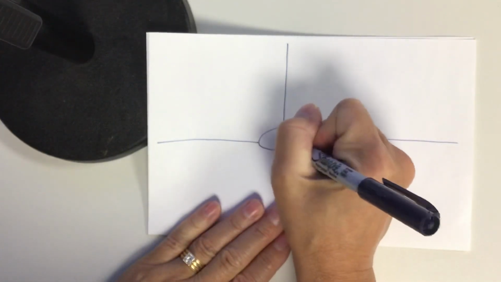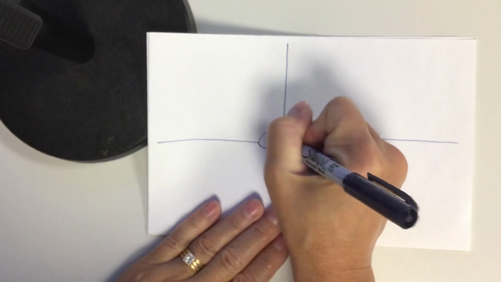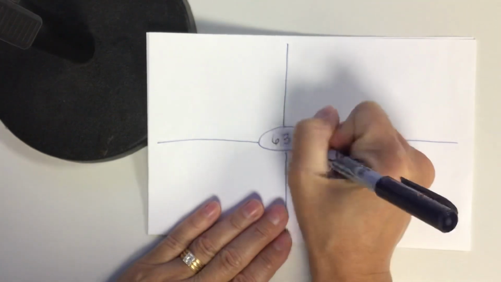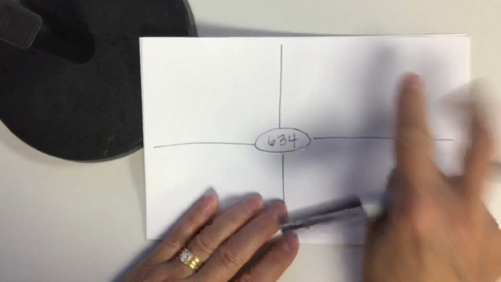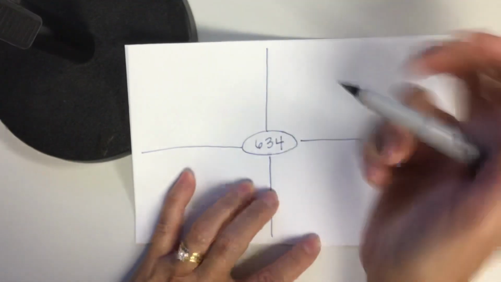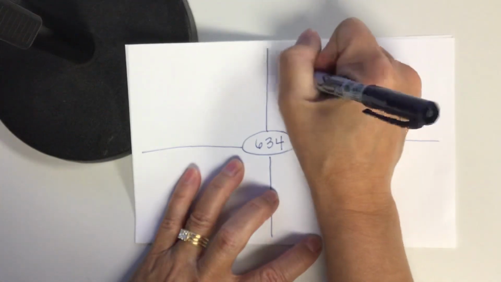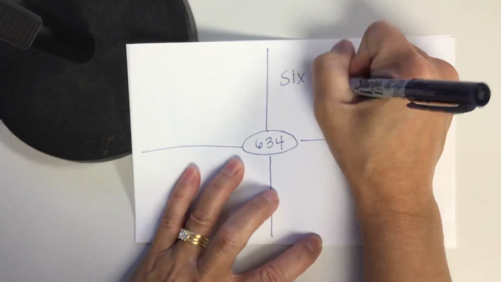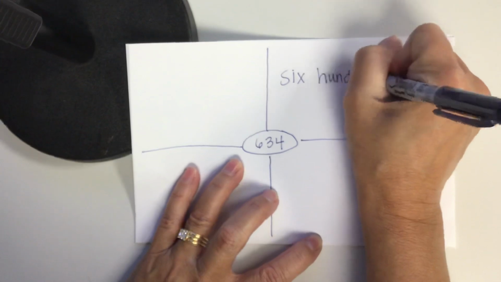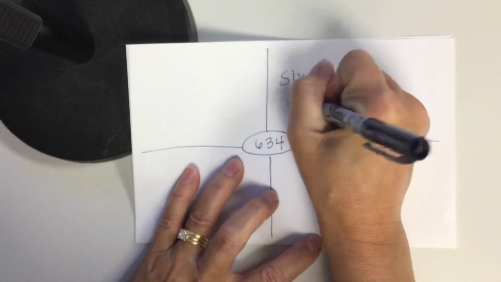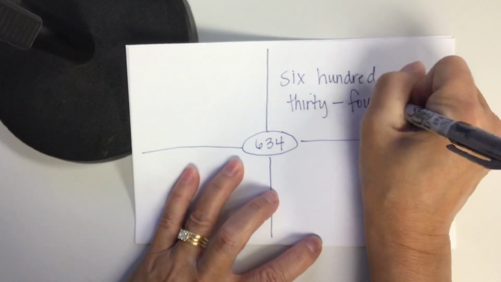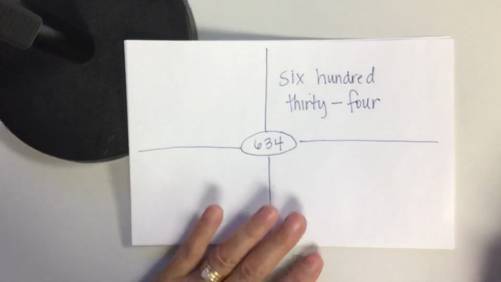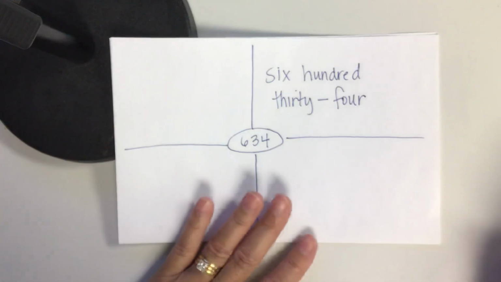So let's say I rolled my dice and I got 634. I would write that here in the middle because it asks for standard form. And then it asks for the word form. So I would write this here, 630-4. And yes, you have to have the dash if it asks for the dash.